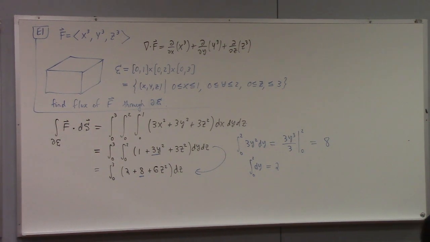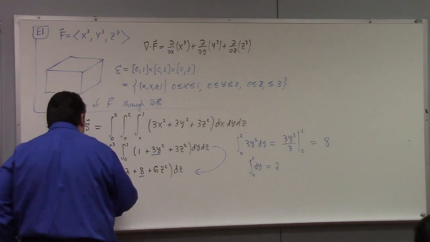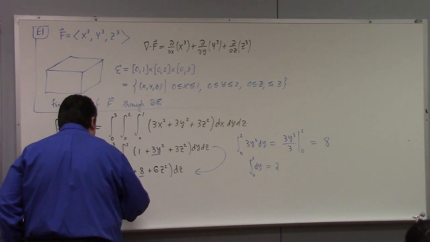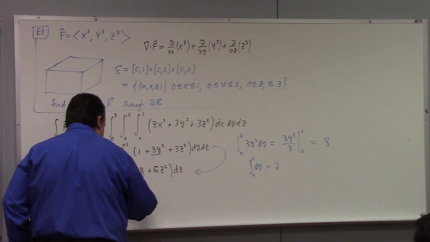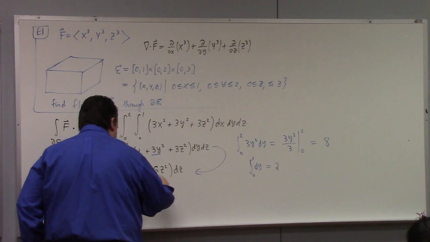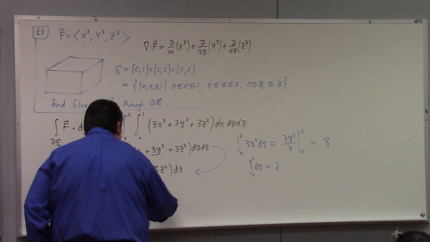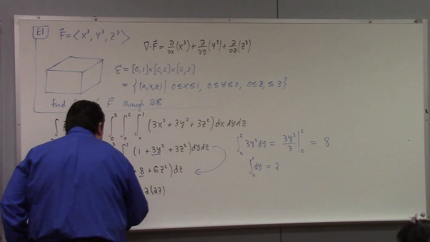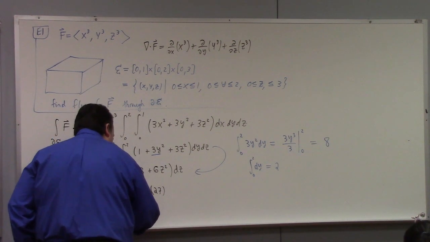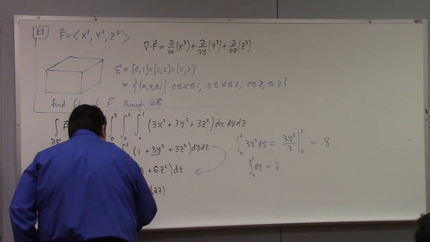And then finally, what we got? We've got a 10 times 3, and then plus 6 over 3 is 2 times z cubed, evaluated from 0 to 3 gives me a 3 cubed, which is 27. So anyway, I get 54 plus 30, 84, I think.